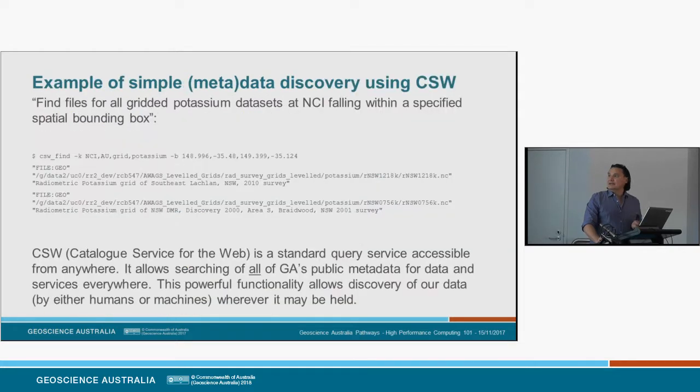So this is a little command line utility wrapper that I wrote to do CSW queries, so you don't have to compose the query in all its ugliness.